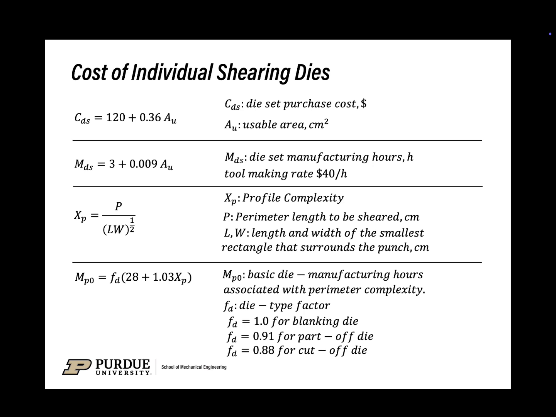And the last parameter on this page is MP0. MP0 is the basic die manufacturing hours associated with perimeter complexity. As you can see, we just plug the XP that we got from the previous formula into this equation. MP0 equals FD times 28 plus 1.03 XP. And FD is the die type factor. For the blanking die that we mentioned in the previous slide, FD will be 1.0. For the parting die, FD will be 0.91. For the cutoff die, FD will be 0.88.